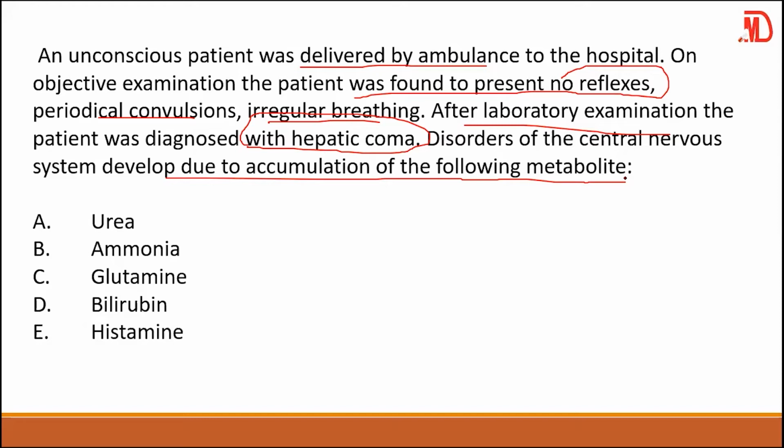So over here, you are looking for ammonia. This has disrupted the central nervous system. Another term that they use to describe hepatic coma is hepatic encephalopathy, which means an altered level of consciousness as a result of liver failure. So the liver is not able to undergo its normal mechanisms of removing ammonia from the blood.